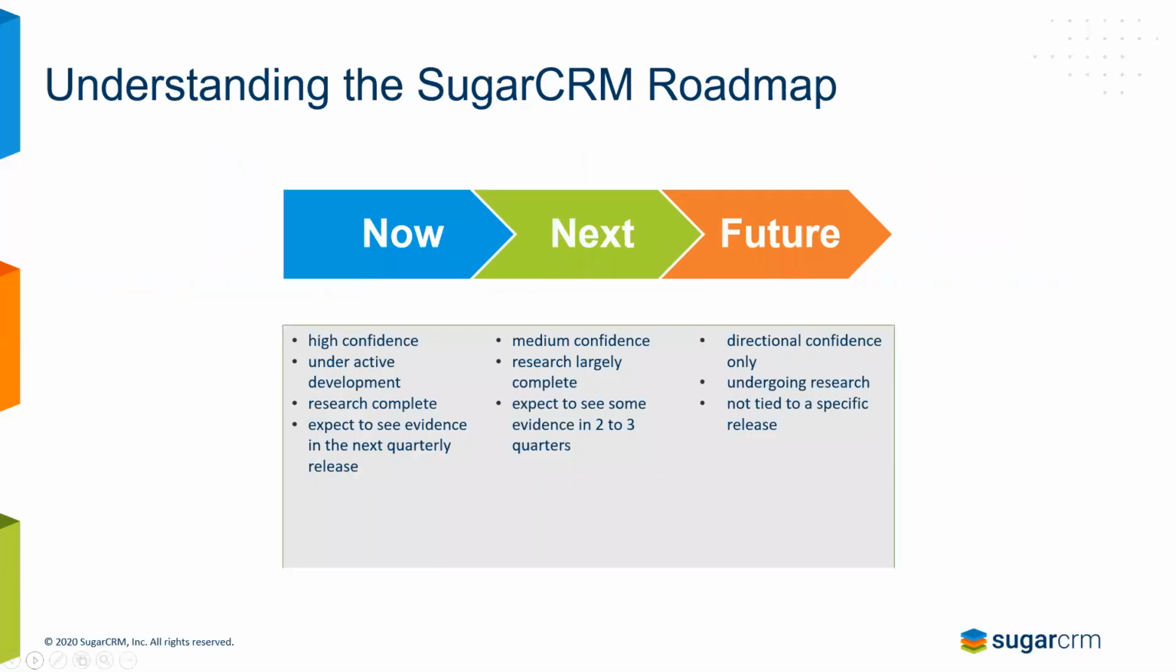Okay. So a little bit more about how we do roadmap here. I'm going to do it in 3 sections. I'm going to do now, next, and future. And now are the things that we have extremely high confidence about. It's the things we're actively working development cycles on. The research on them is complete. We understand the problem. We know exactly what we want to build. And in general, you can expect to see evidence of these things in the now category in the next release. But I'm changing it up a little bit. The things I'm talking about today are things that came out in the release that happened last week. So when I say now, I really mean now.